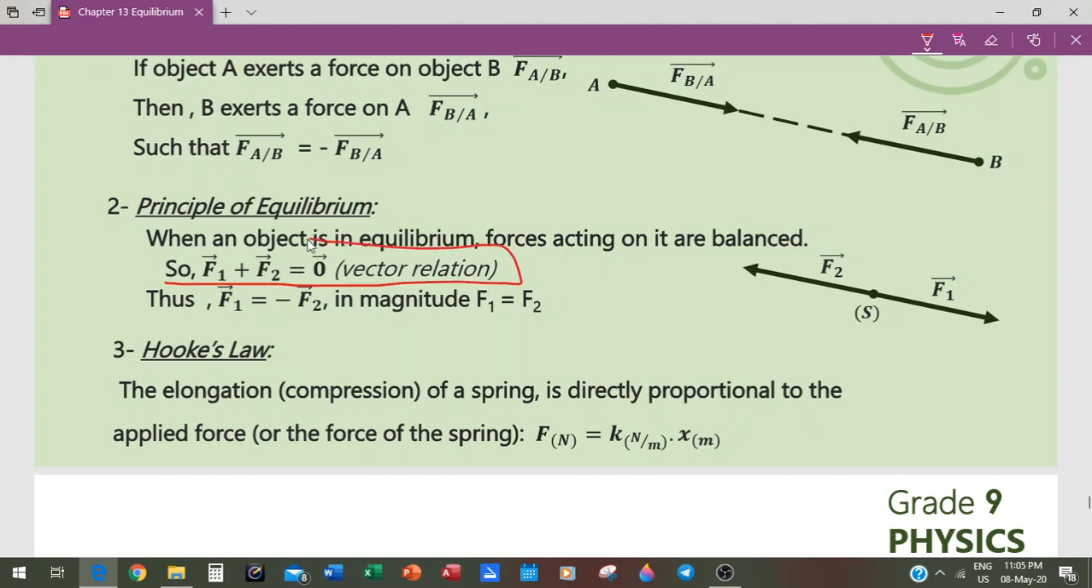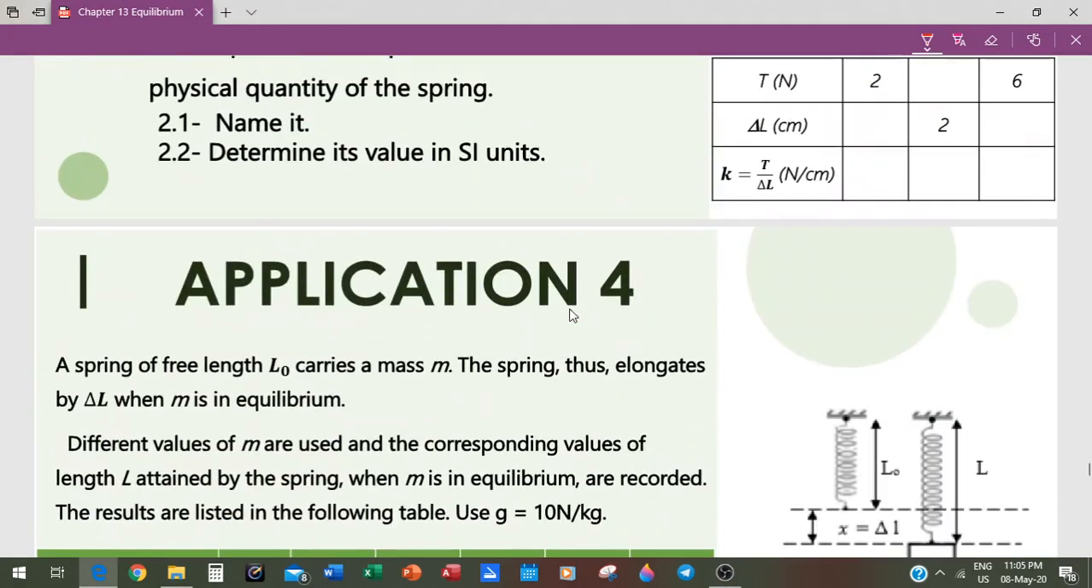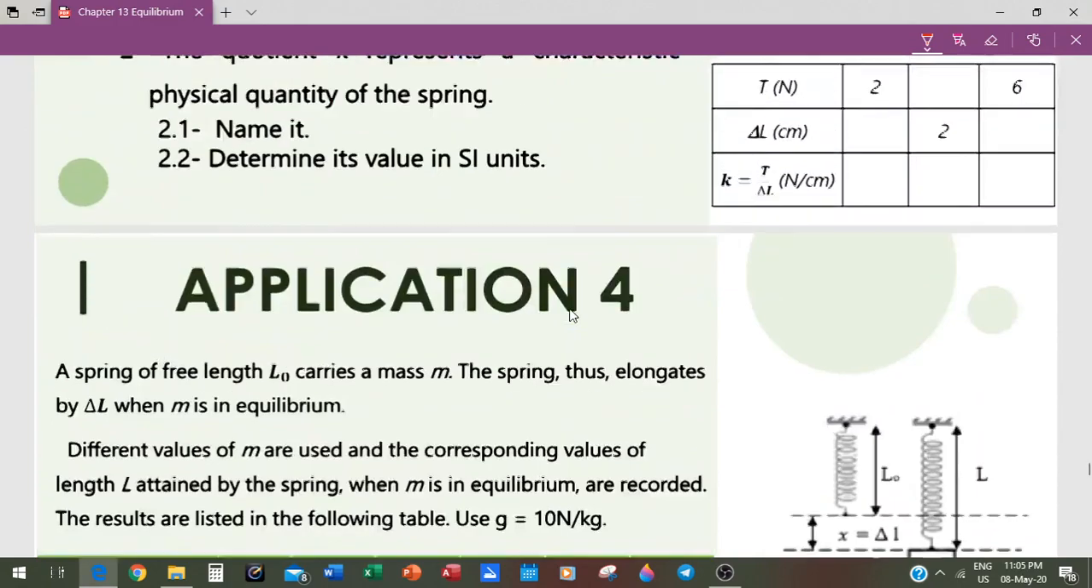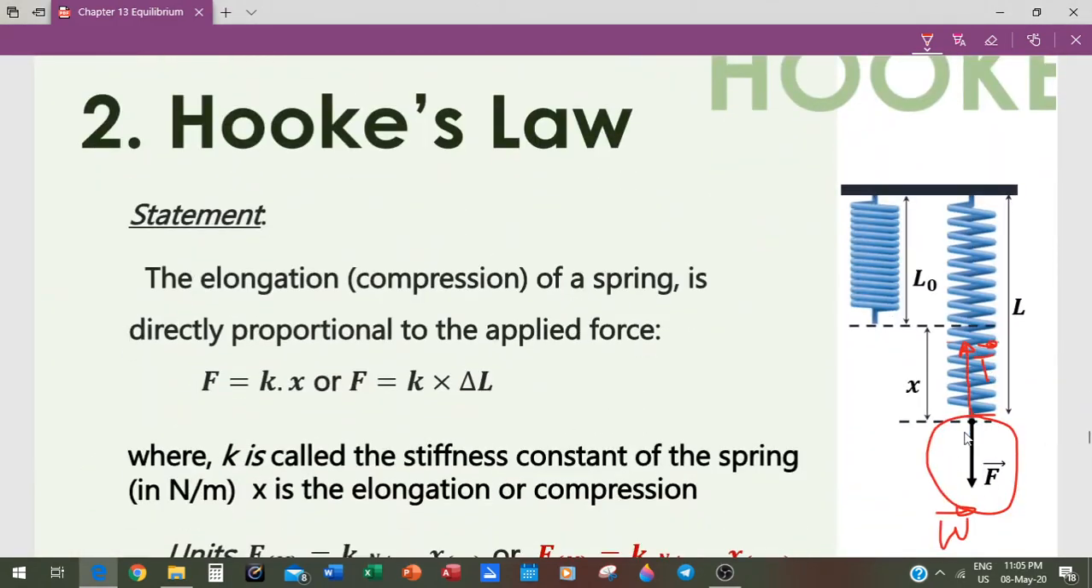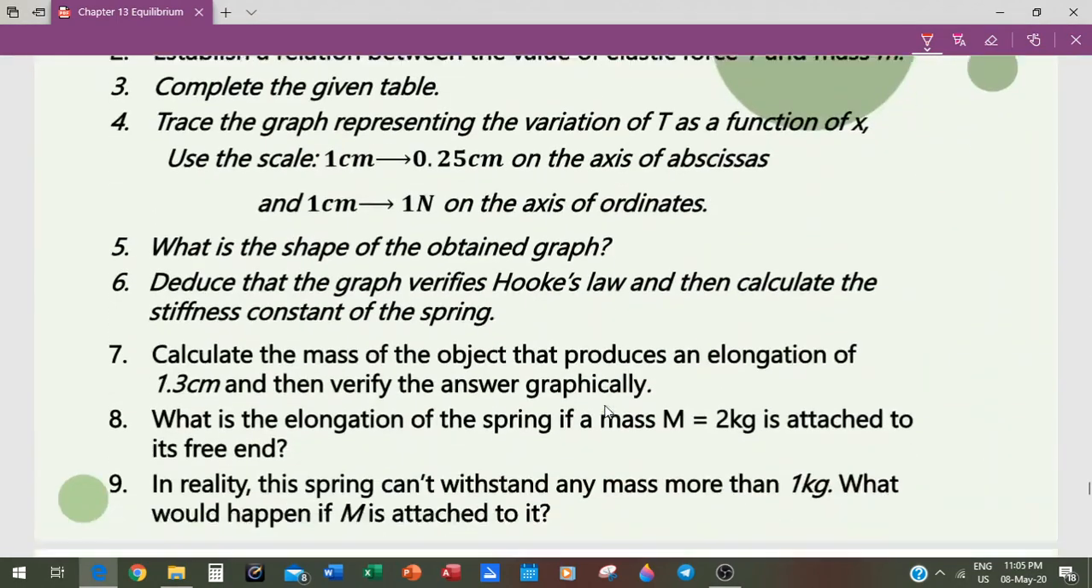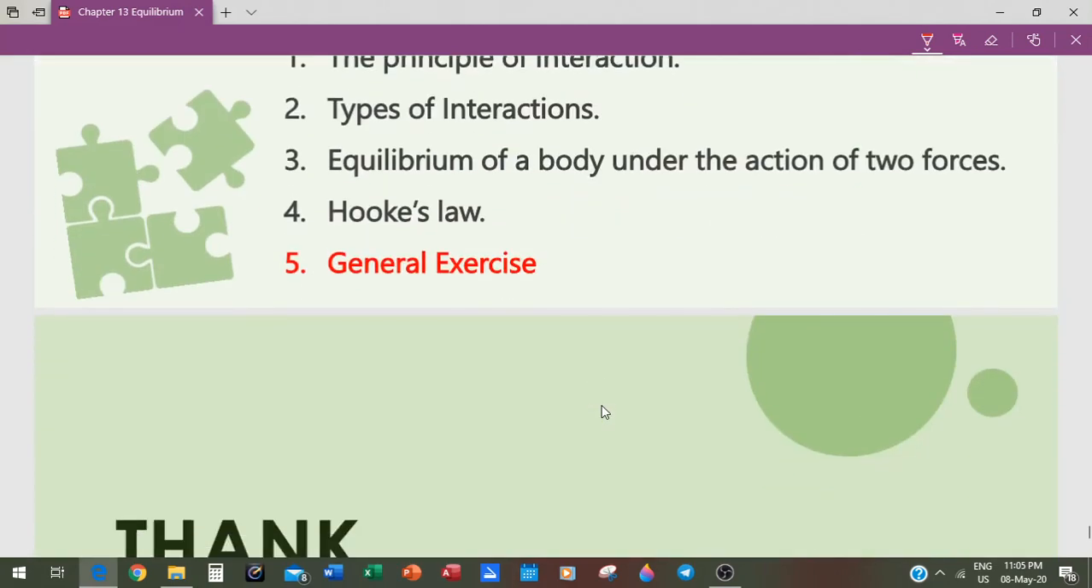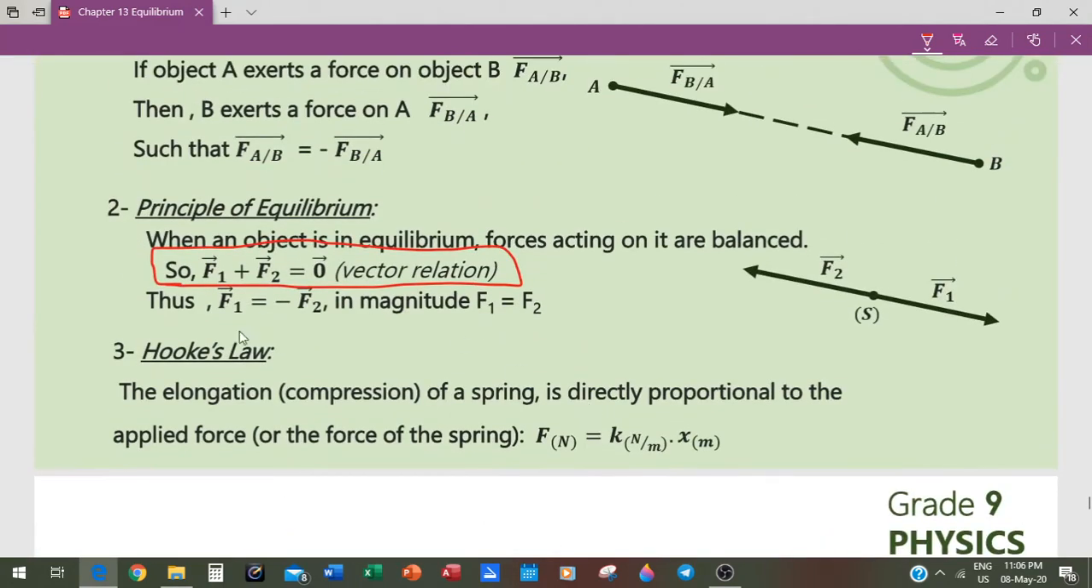I will write it for you in red. This is the condition of equilibrium. Or thus, from this relation we can take F1 equals minus F2 vector, and in magnitude F1 equals F2. As I have shown you in this experiment of Hooke's law, weight and tension are balanced in magnitude. W equals T equals mass times gravity. This is the principle of equilibrium.